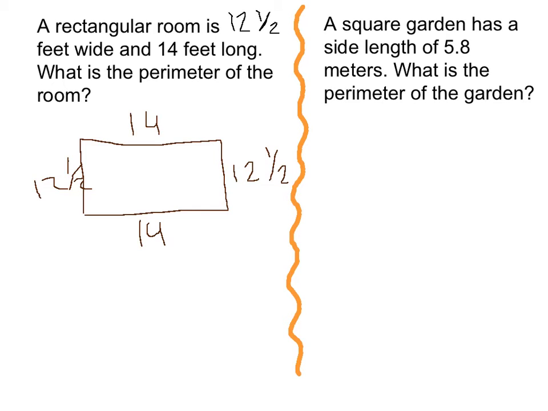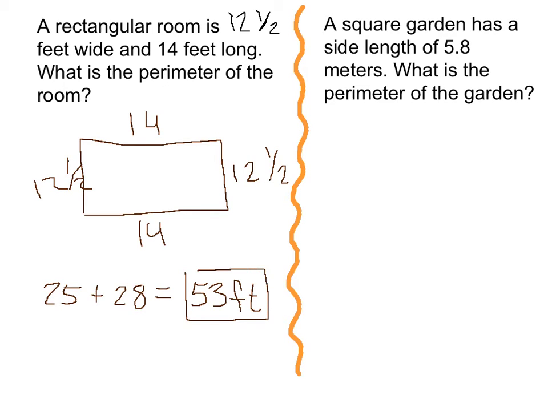12.5 plus 12.5 gives you 25. 14 plus 14 gives you 28. You add them up, and your perimeter is going to be 53 feet. And that's going to be your final answer for this first problem.